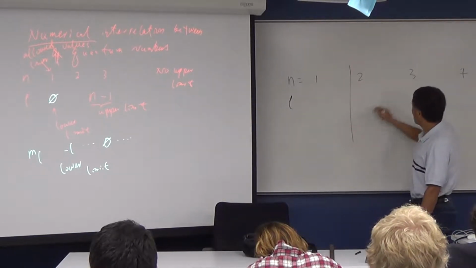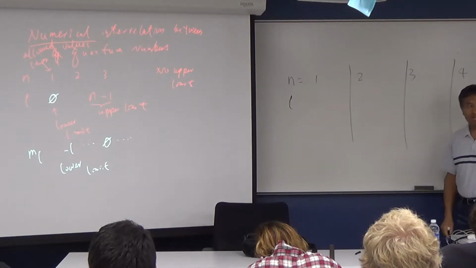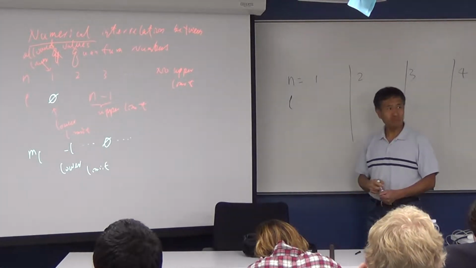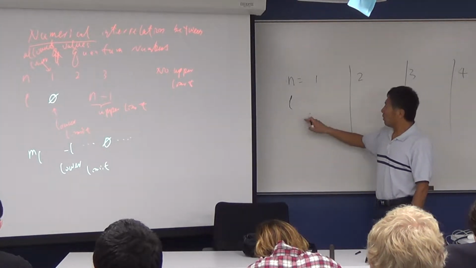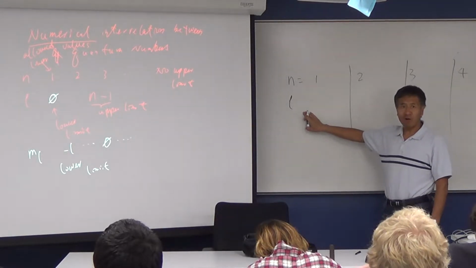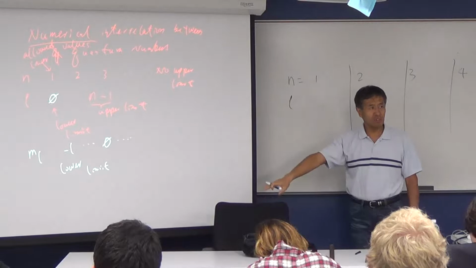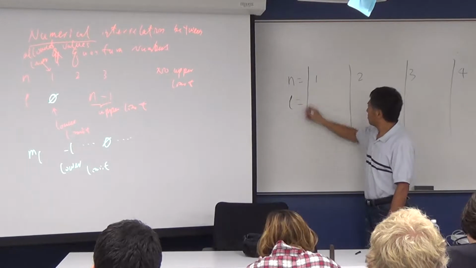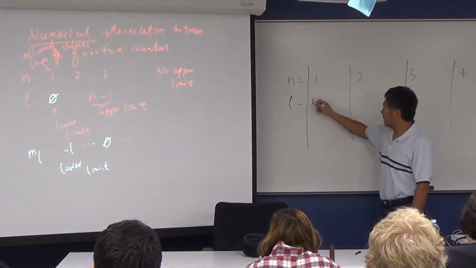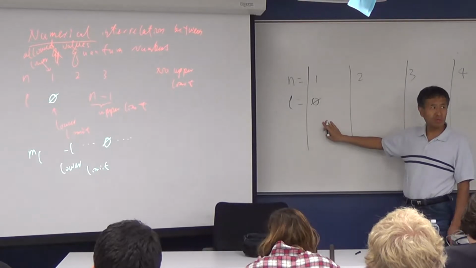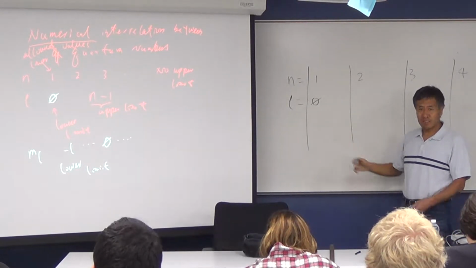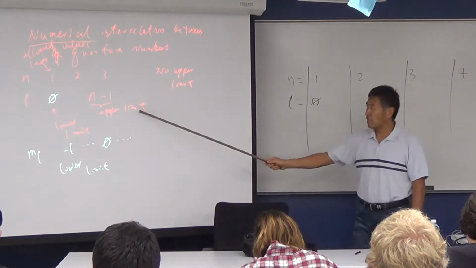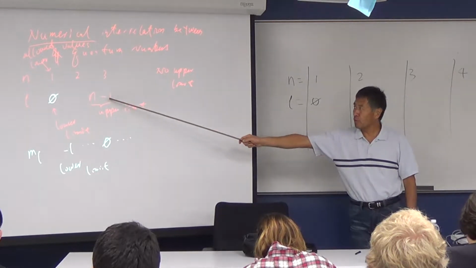Now let's see the L. For each value of n, let's find out what the possible numbers for L are, because L depends on n. All the values of L start from the lower limit. You always have 0 to start from, and that's the lower limit. And the upper limit is n subtracting 1.